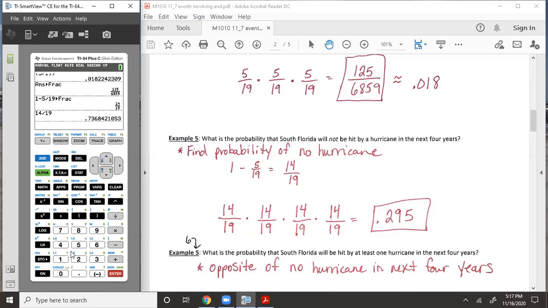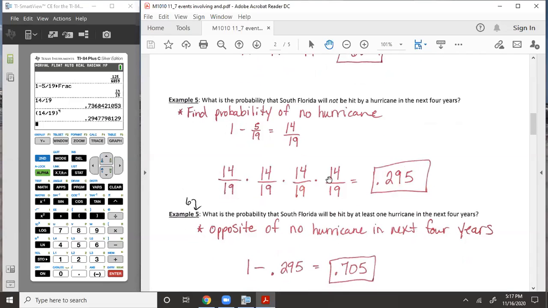I'm going to put this in parentheses and do it over here. And we get 0.295, rounded to 3 decimal places.